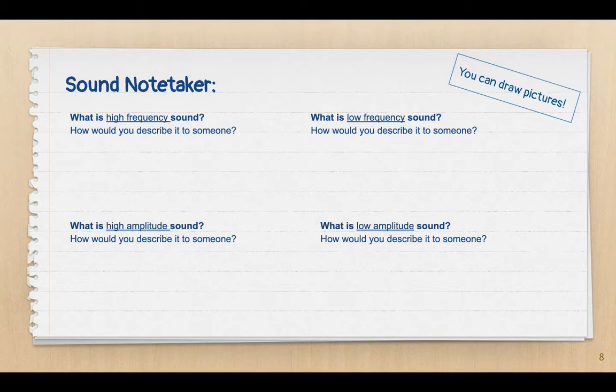The next thing you're going to do is make sure that you have filled out this note taker. This is going to require a little bit more detail. You need to make sure you understand the difference between high and low frequency, and I'd like you to draw some pictures. I'd also like to know that you know the difference between high amplitude and low amplitude. How would you describe these to someone? If you're not sure, go back and watch that Brain Pop video and the Discovery Education video. They're designed to help you out with this activity.